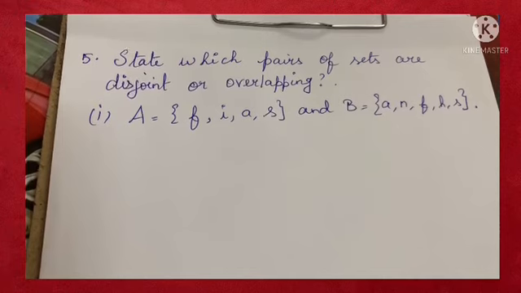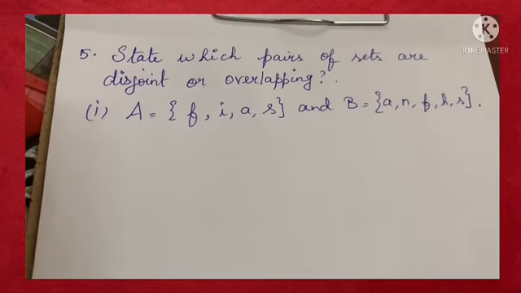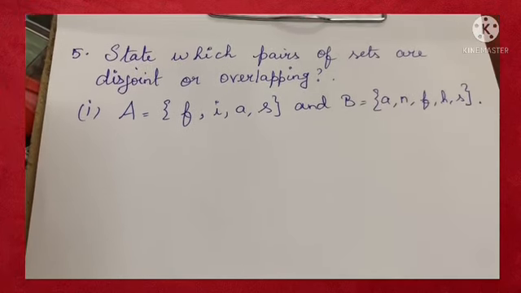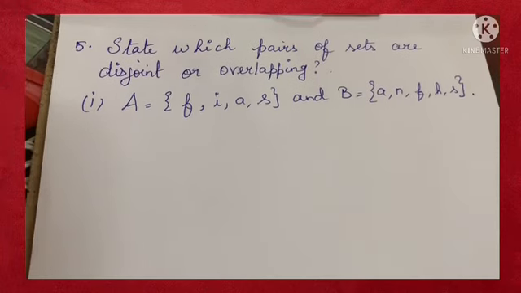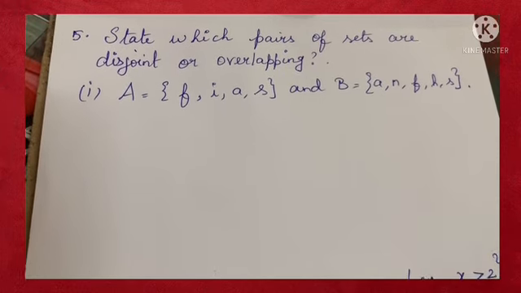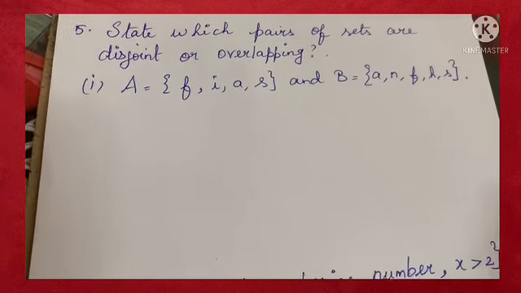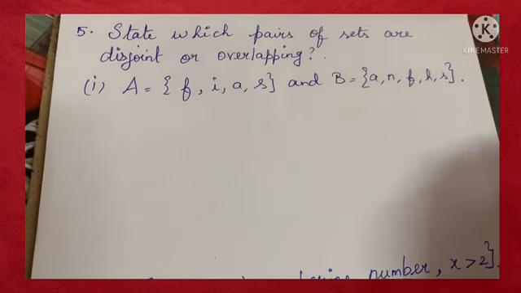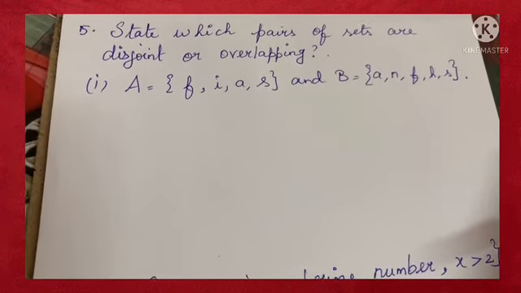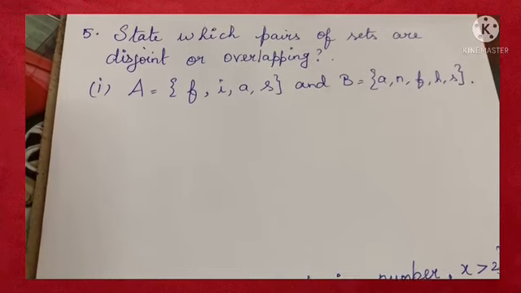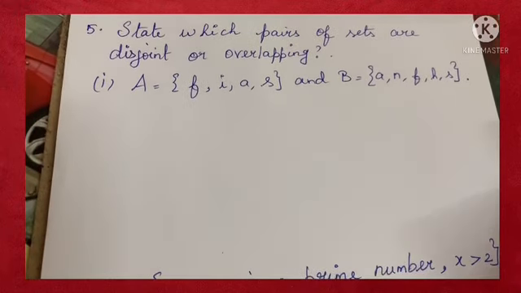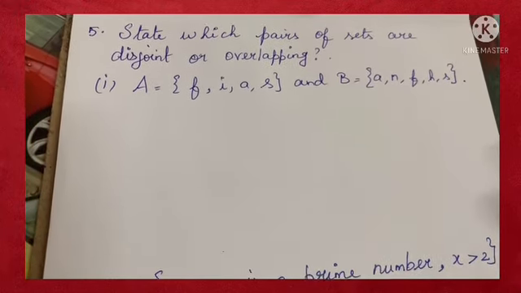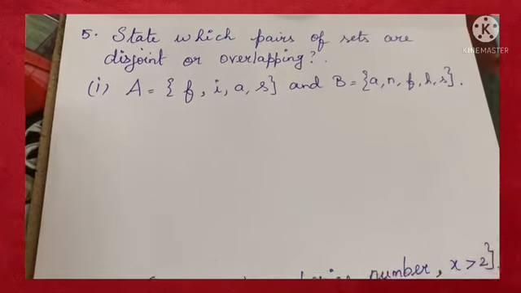Moving with the next concept. State which pair of sets are disjoint or overlapping. Disjoint means there will be no common at all. Okay, overlapping, yes, it overlaps. It means there should be some common in between them. That's the difference between disjoint and overlapping.